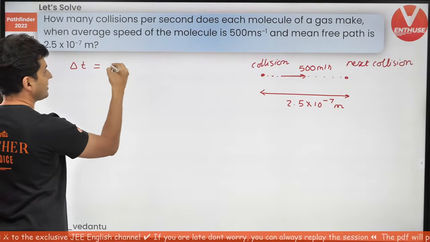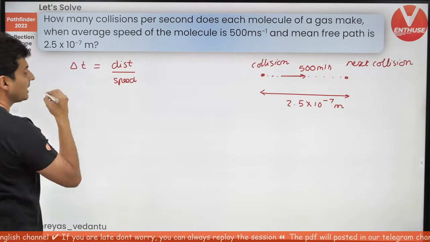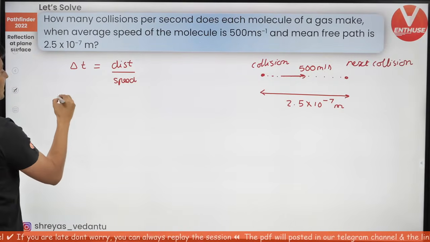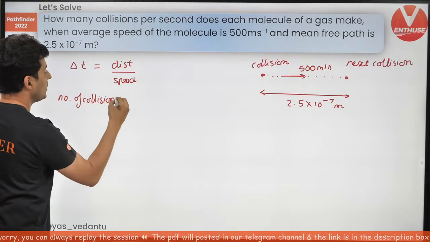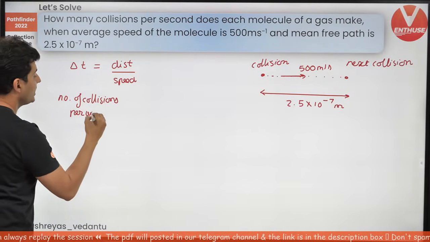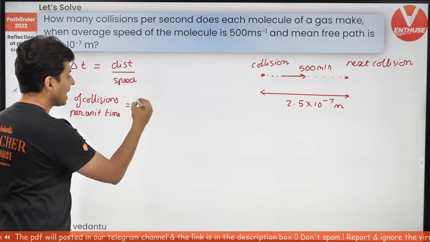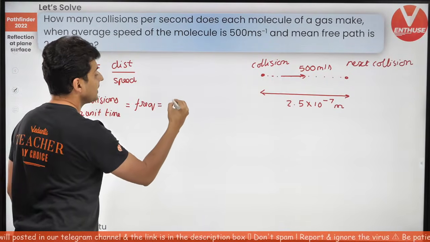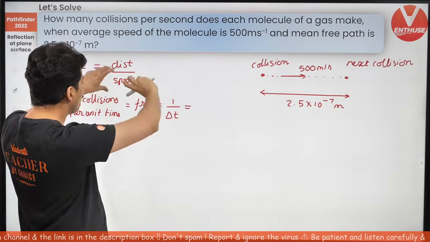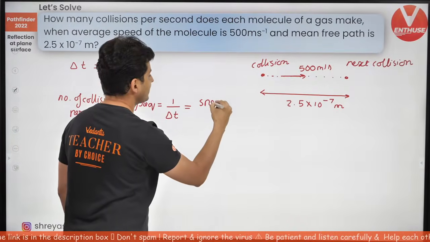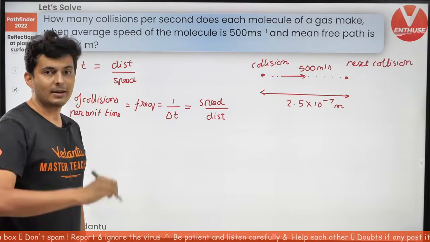Time is distance divided by speed. And the number of collisions per unit time is like frequency. What is frequency, my warriors? Frequency is 1 by delta T, so it will be the reverse of that: speed divided by the distance.